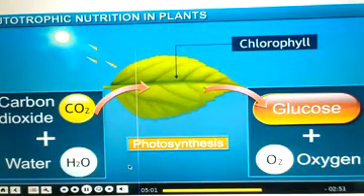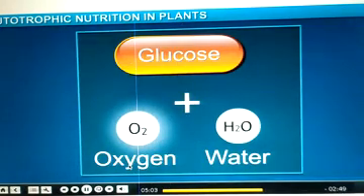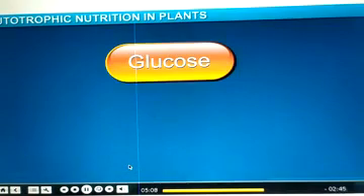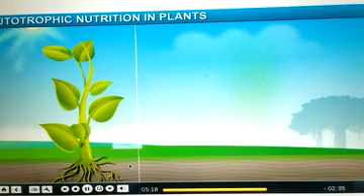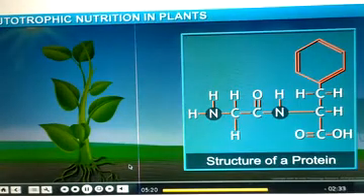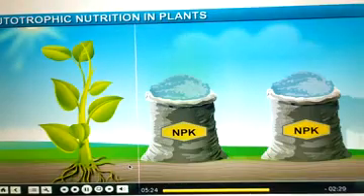During photosynthesis, plants produce food in the form of glucose. This is then converted into complex compounds called carbohydrates like starch, cellulose, etc. Plants also prepare proteins with the help of nitrogen, which is obtained from the soil. Nitrogen fertilizers are another way to fulfill the nitrogen requirement of plants.